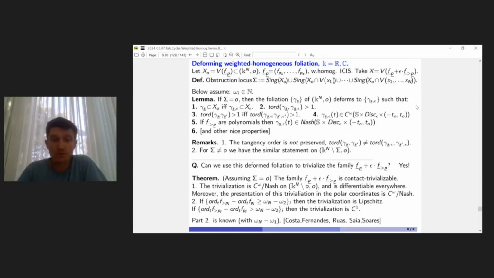So part 2 is known. There were many works on it. But part 1 of this theorem seems new. Previously, people always used vector fields and integrated vector fields, and they could not get, say, Nash trivialization, or if I understand correctly, they could not get differentiability at the origin. And here we do get differentiability. So by the way, any questions?